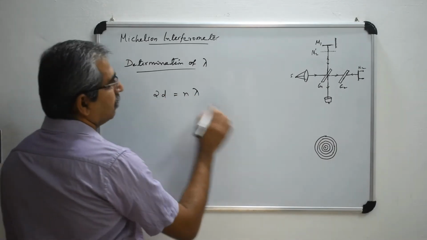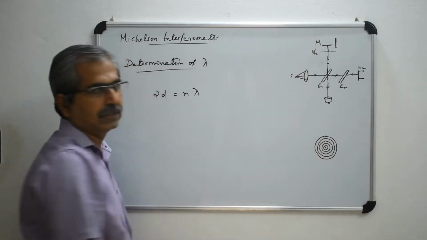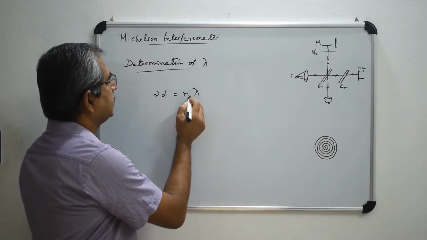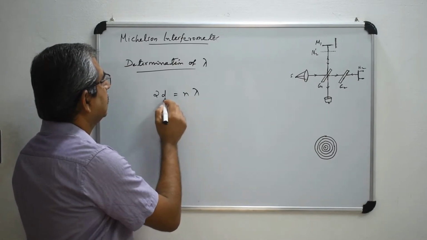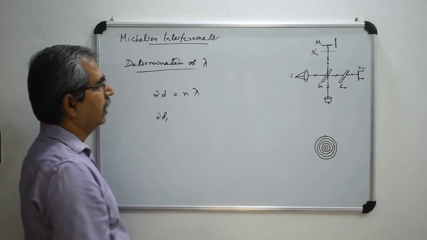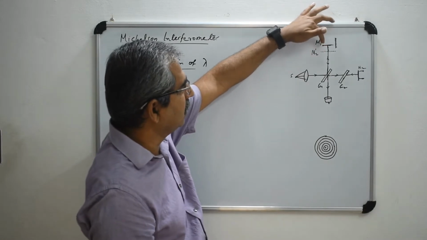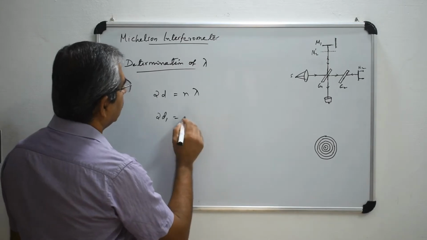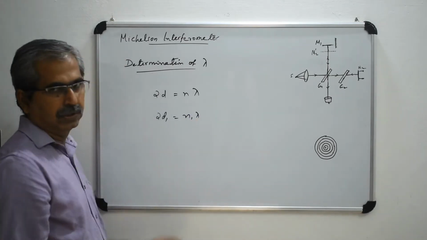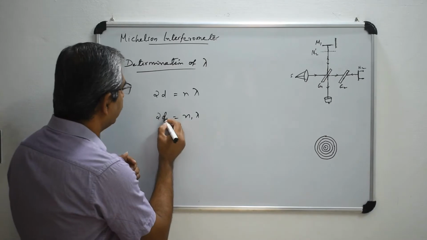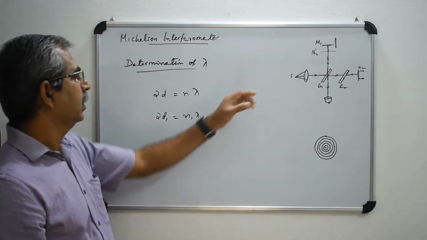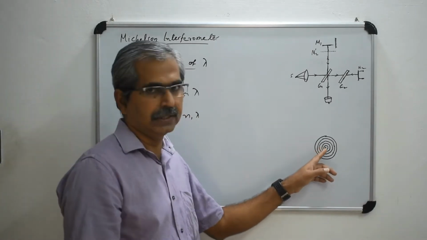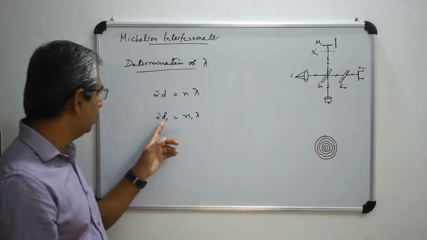Now, suppose what you are observing at the center is taken as n1. So we can write 2D1 equal to n1 into lambda, where D1 is the distance between M1 and M2 dash. You don't have to actually know the value of D1, as you will understand now. You don't know the exact value of n at the center and you don't know the exact value of D1.